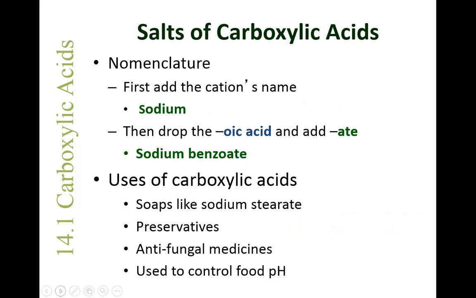All right, so when we go to name a salt of a carboxylic acid, just like we learned in Chem 140, this is an ionic compound, and so you name the metal by its full name, sodium, and you name the anion, which is the negative ion, in this case the benzoate ion. All right, so the oic acid becomes an ate ending. So it kind of works the same way.